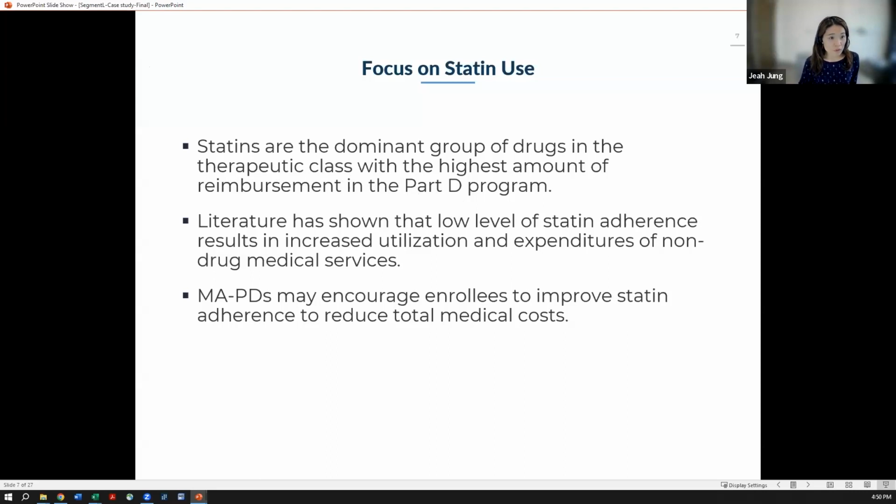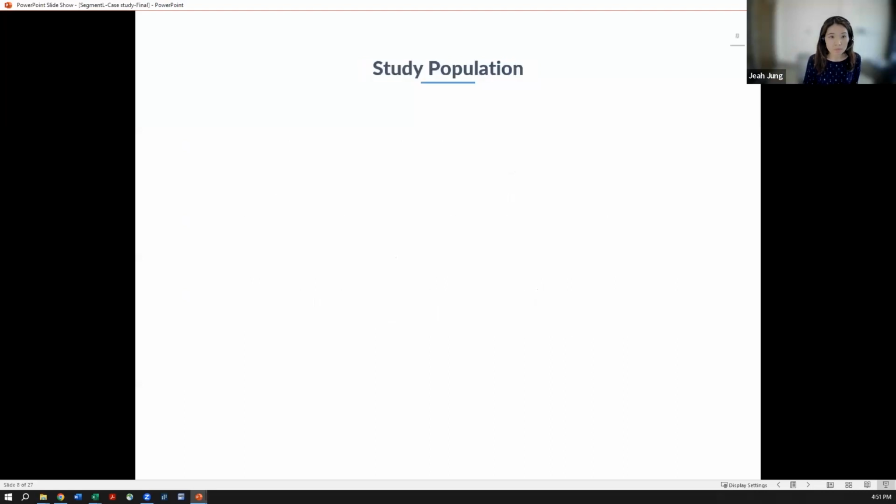And also for statins, we have literature that shows that a lower level of statin adherence can result in increased utilization of other medical services, increased hospitalizations, and then higher spending. So these MAPDs will probably encourage their enrollees to improve statin adherence in order to reduce total medical cost, right? So they can save costs in the A and B line, the product line, right?